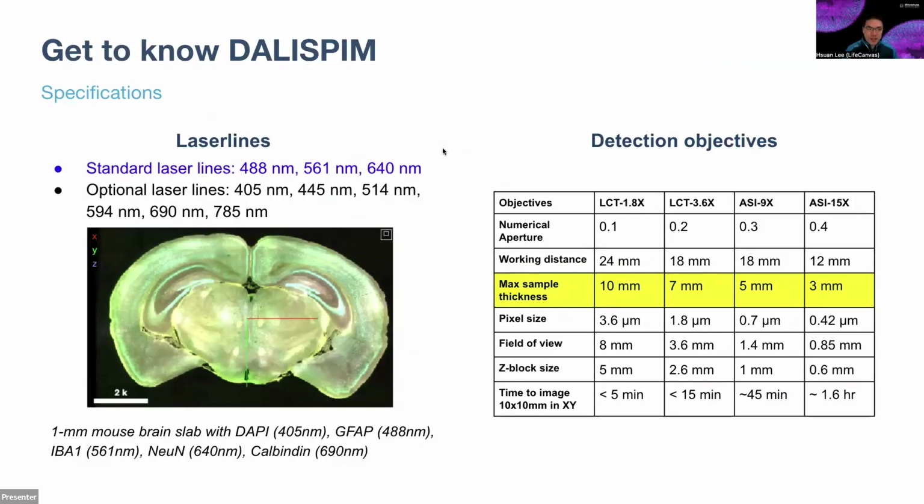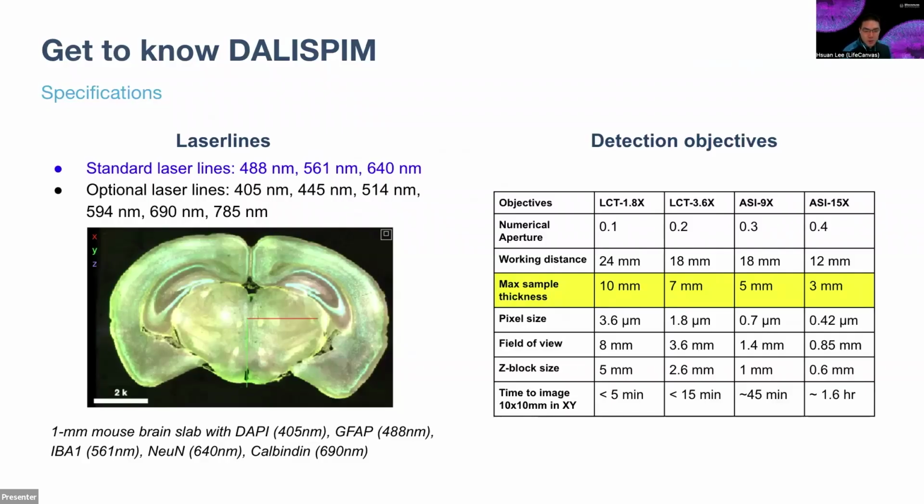And then I want to talk about the specifications. Obviously we can image well plates, whole well plates, on the DALISPIM. As for the laser line choice, on the base system we have our standard laser lines 488, 561, and 640, and optional laser lines including 405, 445, and up to 785 nanometers. We can put up to 7 laser lines in the laser combiner.